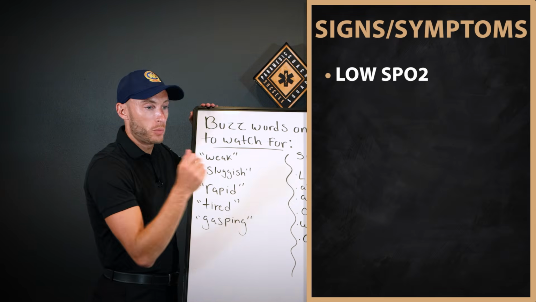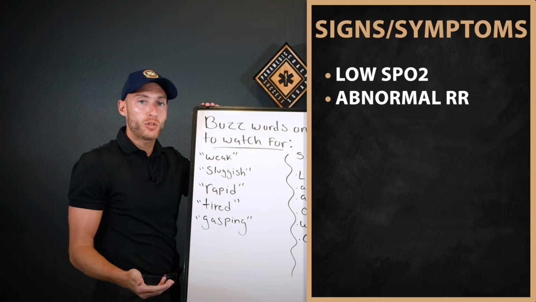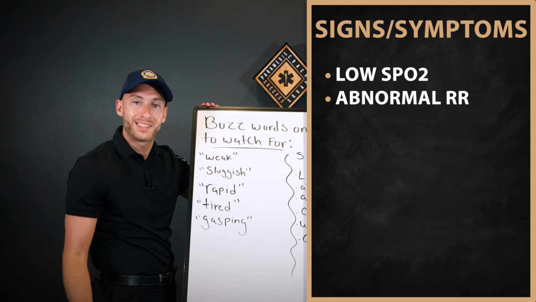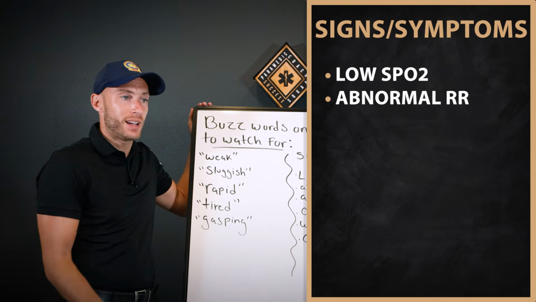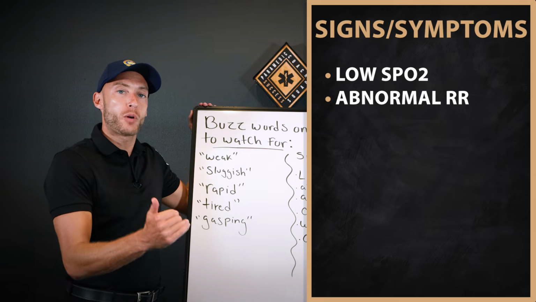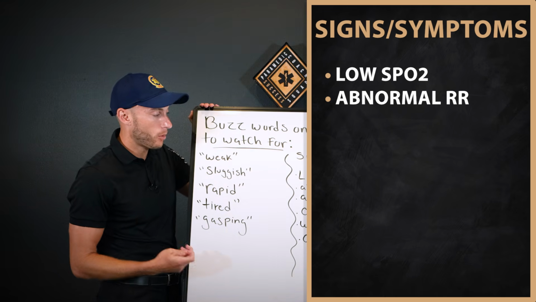Low SpO2 means we got to give oxygen, right? Abnormal respiratory rate. Let's say the rate is too low, like 6 or like 8. We got to manage that patient's airway. Just giving oxygen is not going to solve that problem. The respiratory rate needs to go back to where it belongs. We're probably going to have to manage that patient's airway, right?